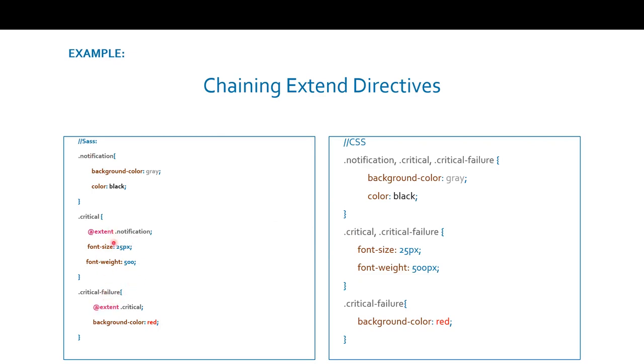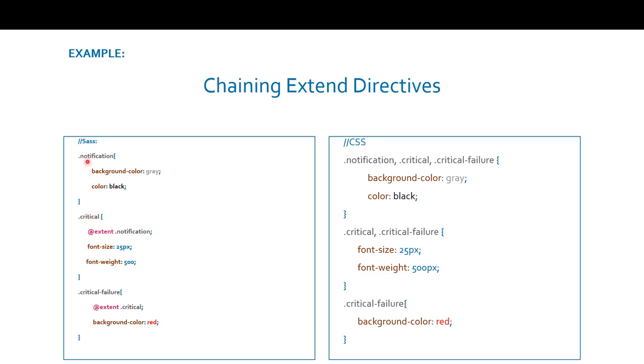What this channel does is that we extended notification on the critical style object, and then we extended that critical style object inside critical failure. So what it means is that this critical failure shares common properties between critical failure and notification. And then it also shares properties between what? Okay, let me explain this again.